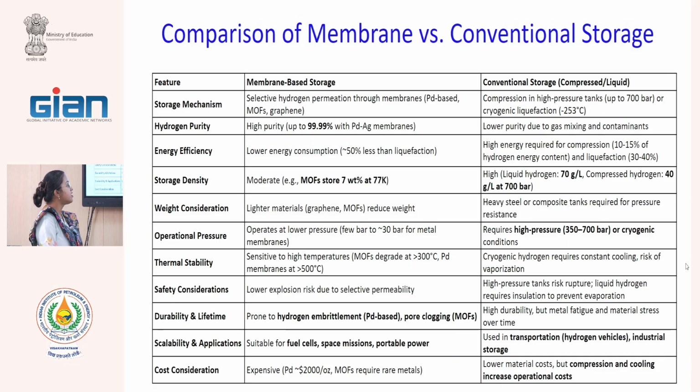You can use lighter materials like graphene or MOF as a membrane material, but when we have a cryogenic hydrogen storage system or a liquid hydrogen storage system, there are a lot of auxiliary components. So that's why it can be lighter. Operating pressure, as I already told, is lower.